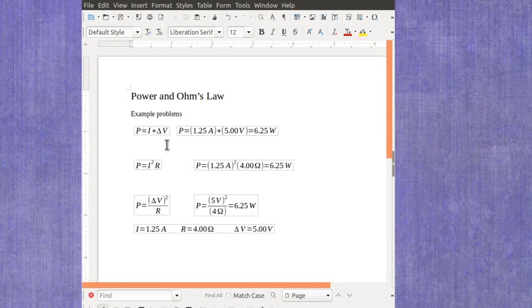So this is how you can use both Ohm's law and the power rule for an electrical circuit to be able to calculate the power for all three situations.